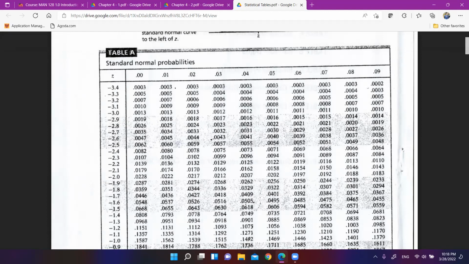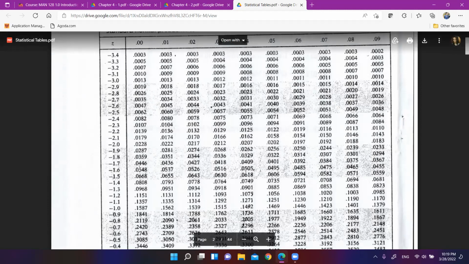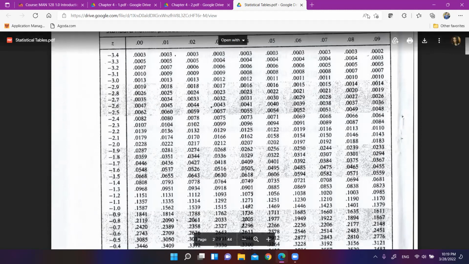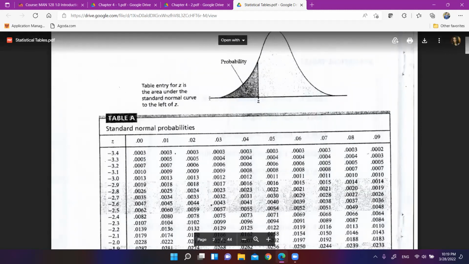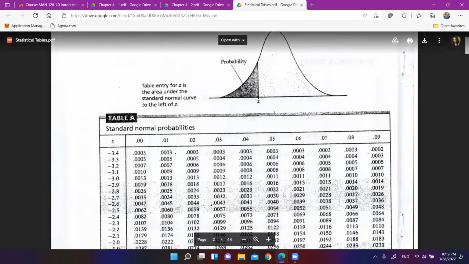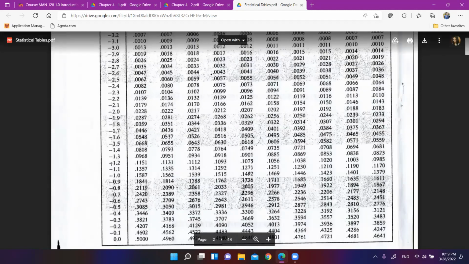So likewise, right here what we want is to read negative 1.50. So that is basically this value, 0.0668. This value. Okay, because at the top this is 0, right? So it is 0.0668. That is the probability from the corner up to negative 1.5. This shaded region is what is being read. 0.0668. So that is the probability. That's it. That is the answer. That is how we find it.